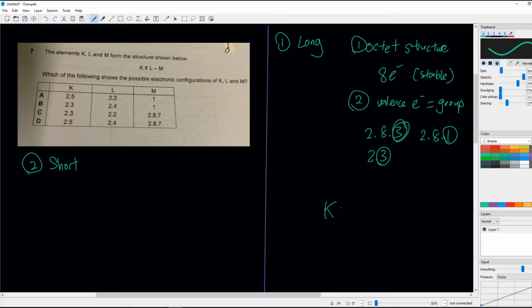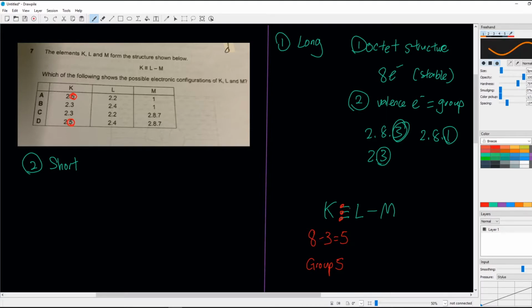You have K, 3 lines, L, 1 line, M. Okay, so in this case, let's look at K in particular. 1, 2, 3. K has shared away 3 electrons. So in order for this to be stable, it has to be octet, meaning 8. 8 minus 3, originally K has 5 valence electrons. That shows that this is a group 5. If you look at the selection, A fits the criteria of group 5, D fits the criteria of group 5.